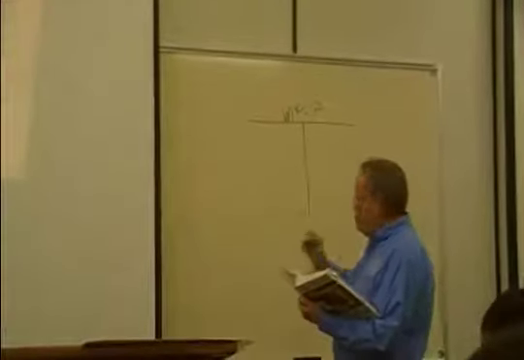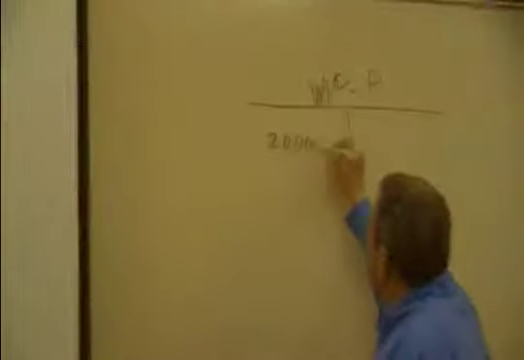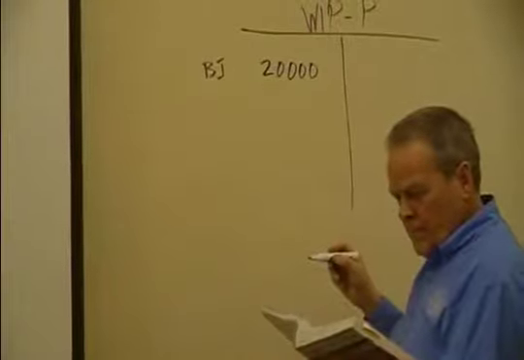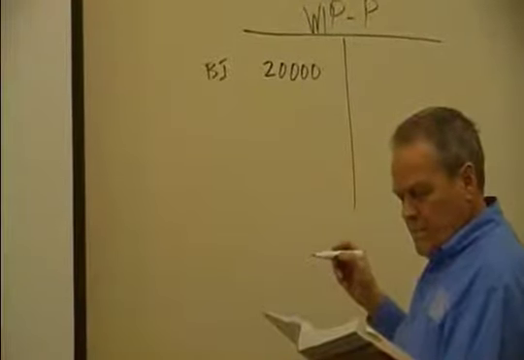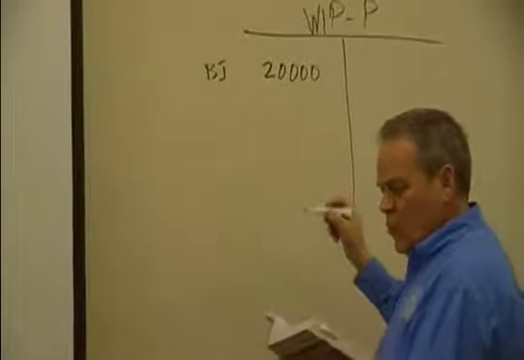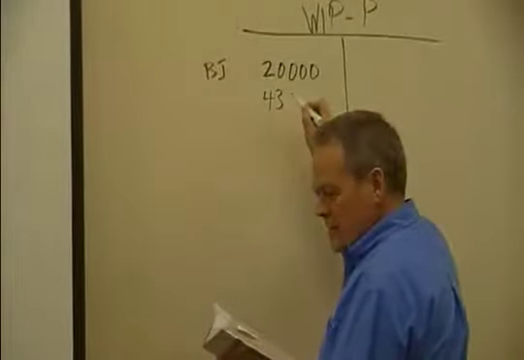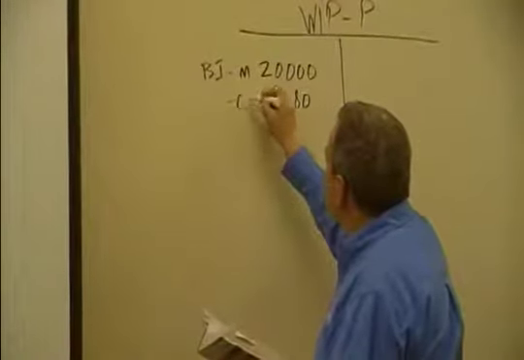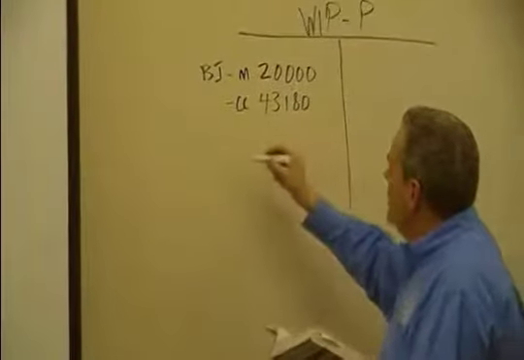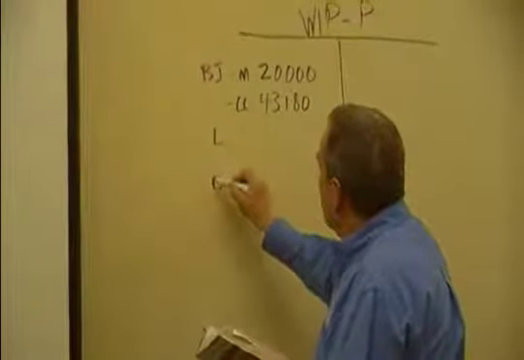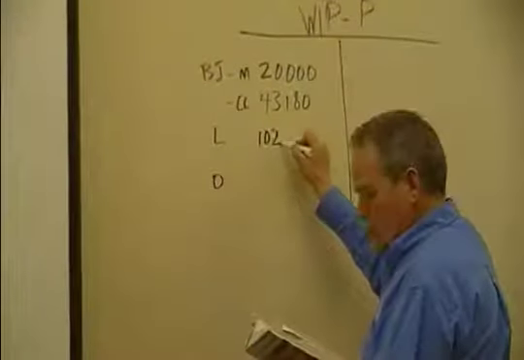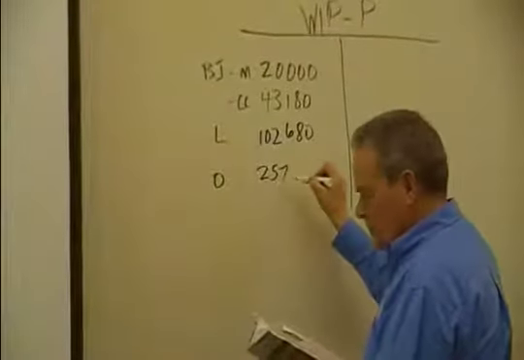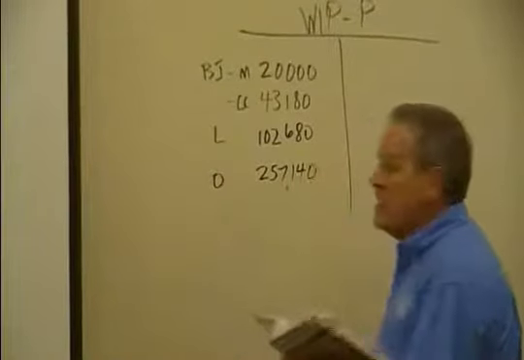It says beginning inventory was $20,000 for materials and $43,180 for conversion cost. That was beginning inventory. This is beginning inventory materials, beginning inventory conversion cost, $43,180. And then this month we added labor and overhead cost $102,680 and $257,140. Do I have the facts right?